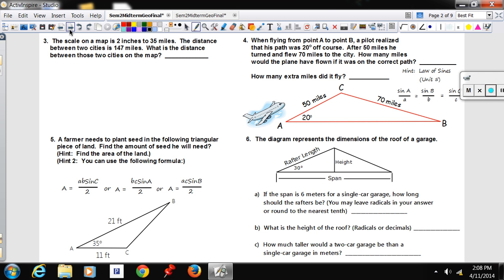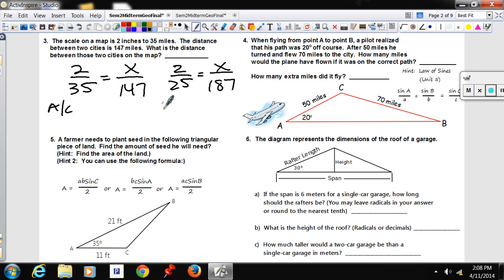And you're going to just set up one proportion. It's either 2 over 35 equals x over 147 if you have an A or a C test. If you have a B or a D test, it was 2 over 25 equals x over 187. If you had the B or D test, the answer was 14.96, or 15 if you rounded it off. And if you had an A or a C test, it was 8.4. So that was your answer, depending on what test you had.